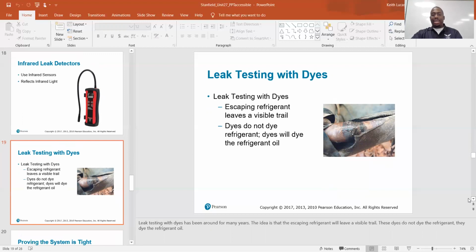Leak testing with dyes. Leak testing with dyes has been around for many years. The idea is that the escaping refrigerant will leave a visible trail. These dyes do not dye the refrigerant, they dye the refrigerant oil. So when you see those oil stains later on, like when you come back, people usually throw the dye in and go to their next job and come back. They're making them to where they work a little quicker, but when you come back, wherever there's a leak, you should be able to see it visually.